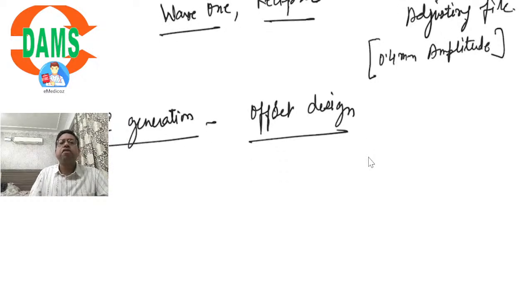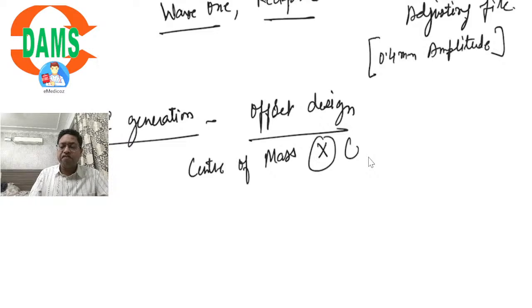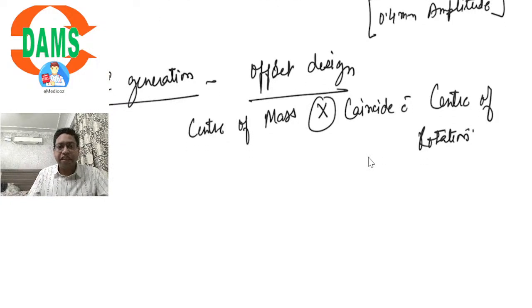These instruments have got an offset design. Offset design means the center of mass does not coincide with the center of rotation. Normally, the instrument should rotate at the center of its blade, but here it has an offset design.